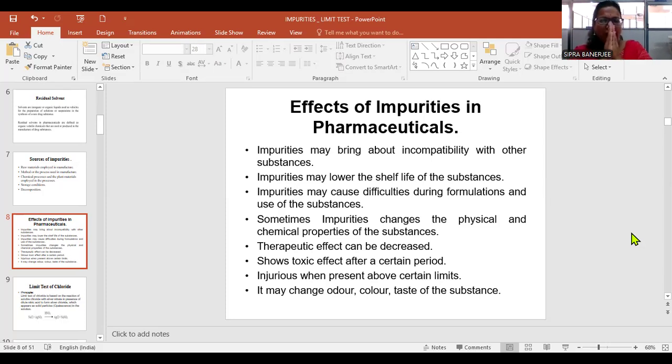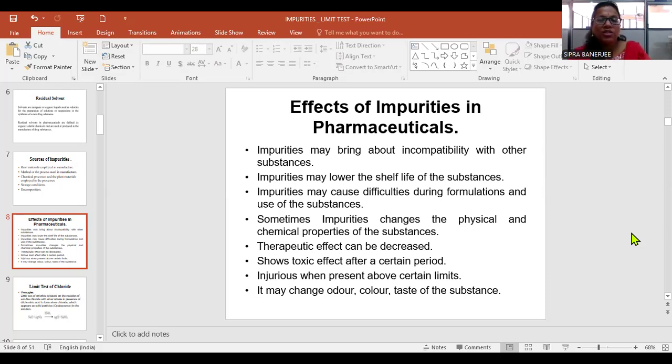And impurities will lower the shelf life of the substance. Shelf life means the time for which the drug will be safe and there will not be any degradation. This is known as the shelf life, how long the drug can be stored. And if the impurity is there, the shelf life will be lowered.